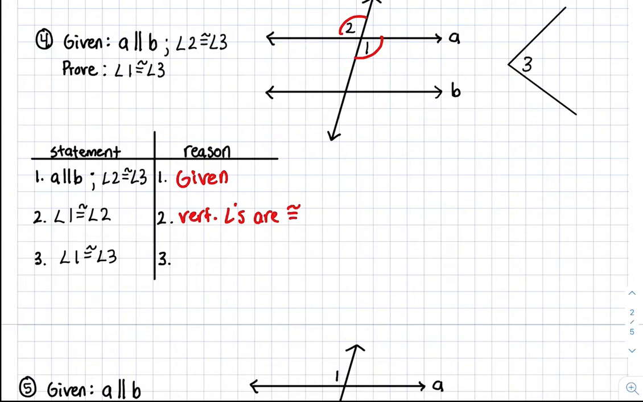Now, for the last step, it says angle 1 is congruent to angle 3. Well, take a look, right? From our given statement, we had angle 2 is congruent to 3, and for the second statement, we had angle 1 is congruent to 2. So if 1 is congruent to 2, right, and angle 2 is congruent to angle 3, then you know angle 1 is congruent to angle 3 by the transitive property. And we're getting it from lines 1 and 2.